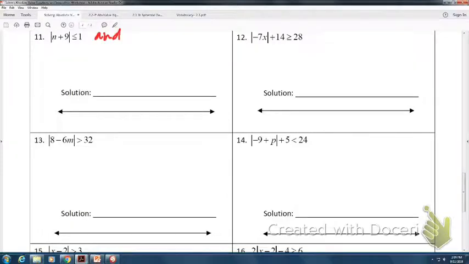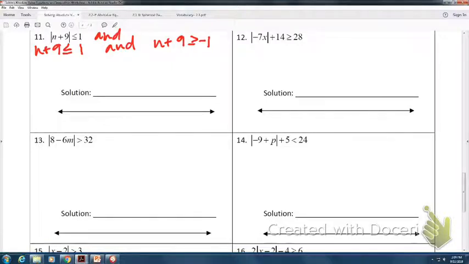When I solve, first thing, same as last time, make sure your absolute value is isolated first. We're isolated in this case. So I'm going to have n plus 9 is less than or equal to 1, and n plus 9 is greater than or equal to negative 1. Remember, when you switch your sign, you have to switch your symbol too. You have to swap both.